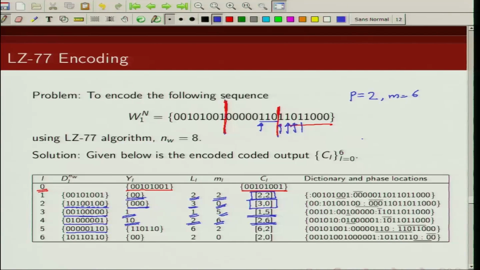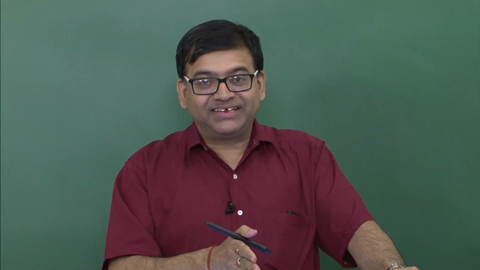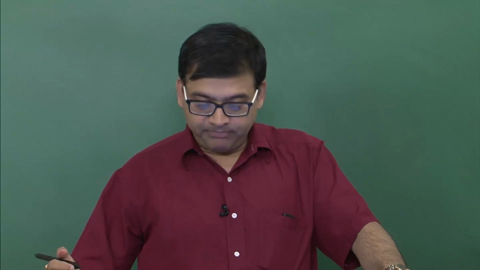What about 1 1 0 1? Again, there's a match of 1 1 0 1. What about 1 1 0 1 1? Again, there's a match. And what about this? 1 1 0 1 1 0. So please note the match has to start inside the dictionary, but it can go beyond.